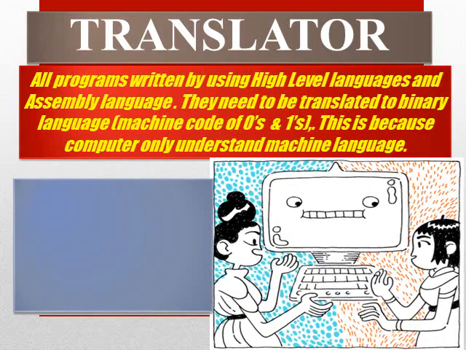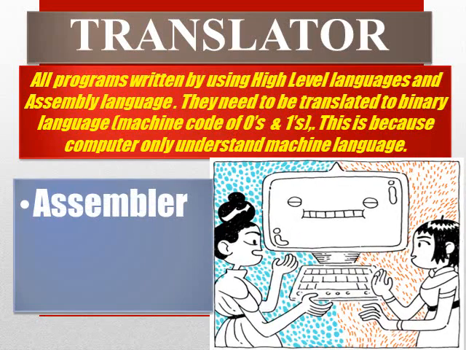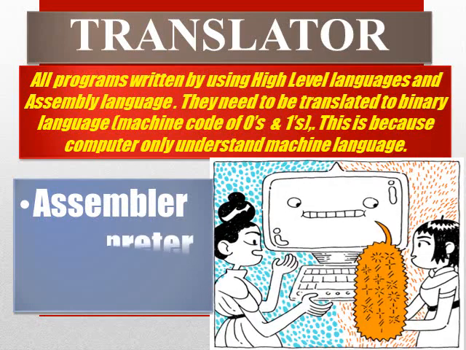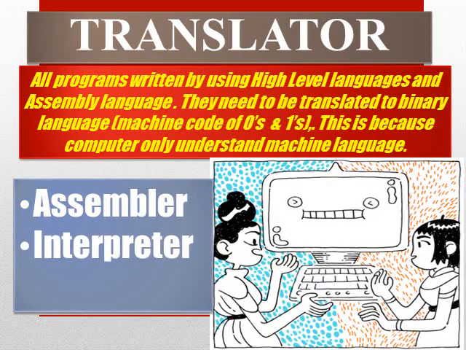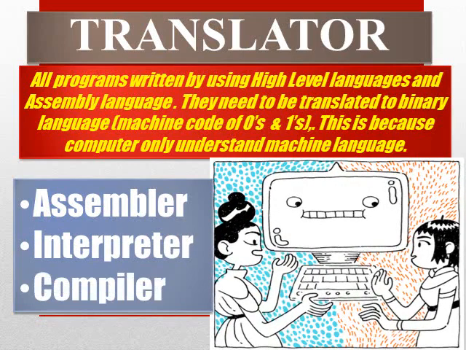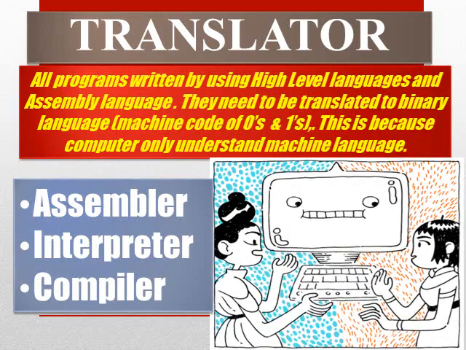There are 3 different types of translator programs. Firstly, it is called an assembler program. Secondly, it is called an interpreter program. And thirdly, it is called a compiler program. In the next section of the slides, we are going to outline the features of each translator program.